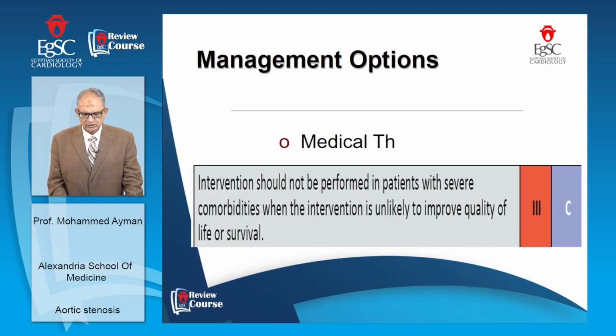Going to the symptomatic patients with symptomatic aortic valve stenosis. When to put the patient on medical therapy, I mean no interventions, no surgery, no TAVI. Medical therapy should be applied to those patients with severe comorbidities when the intervention is unlikely to improve the quality of life or the survival of the patient. Because here, surgery or interventions will not affect the quality of life and the survival of the patient, so no need, and we'll keep him on medical therapy.